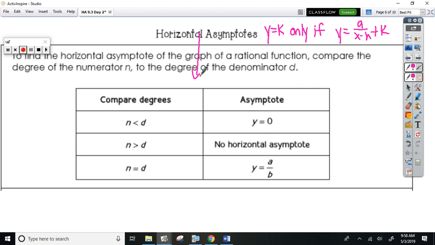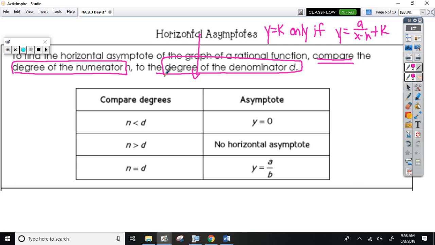So to find the horizontal asymptotes today, obviously you can always use your graphing calculator and look, okay? But sometimes it's hard to tell if it's not a whole number. So you will actually compare, which means greater than, less than, or equal to, the degree of the numerator to the degree of the denominator.